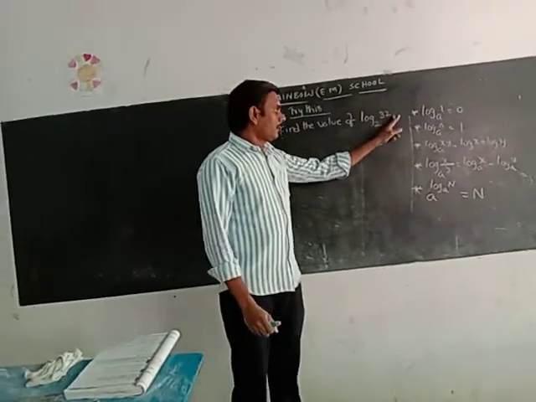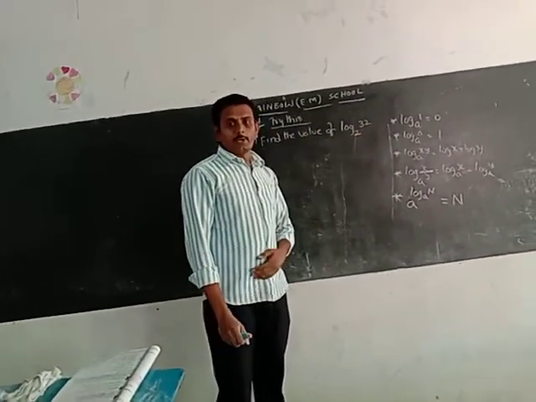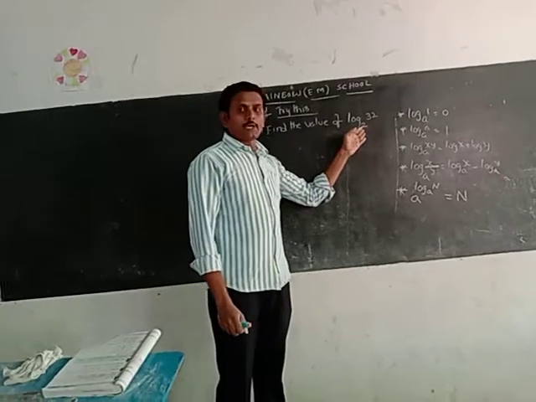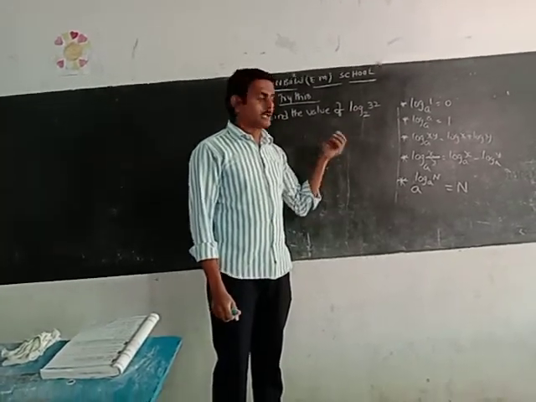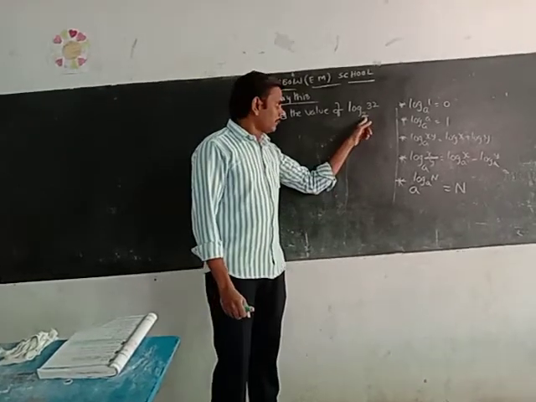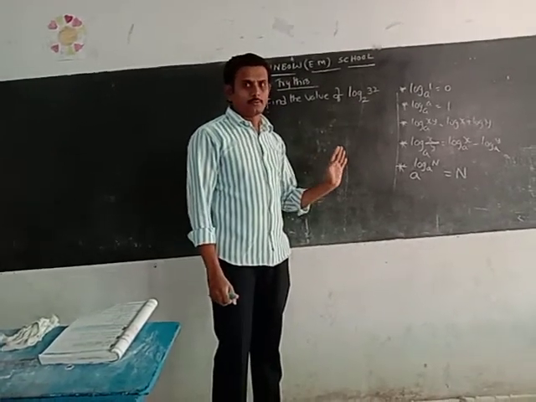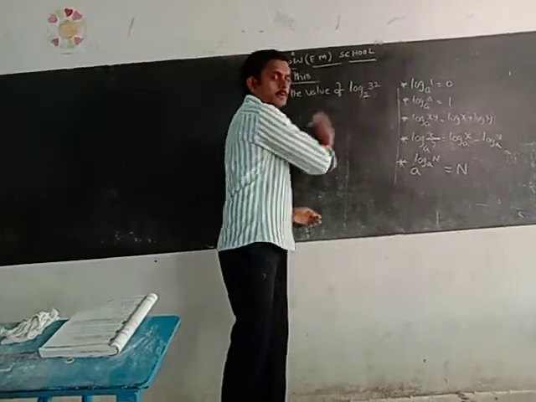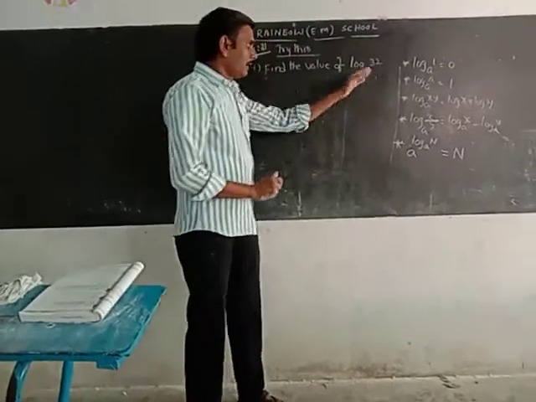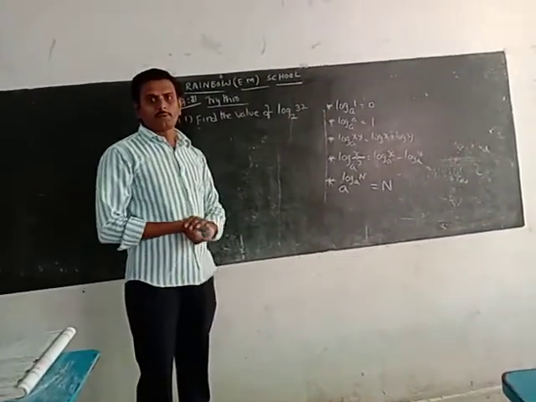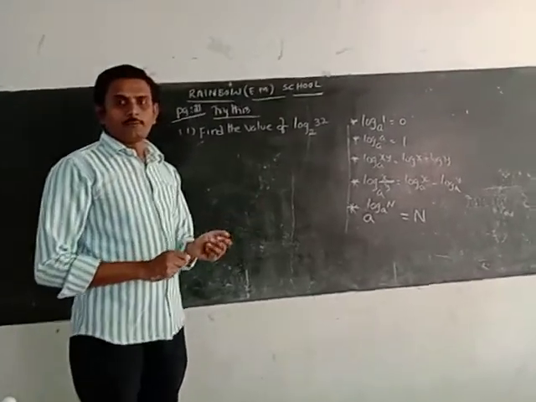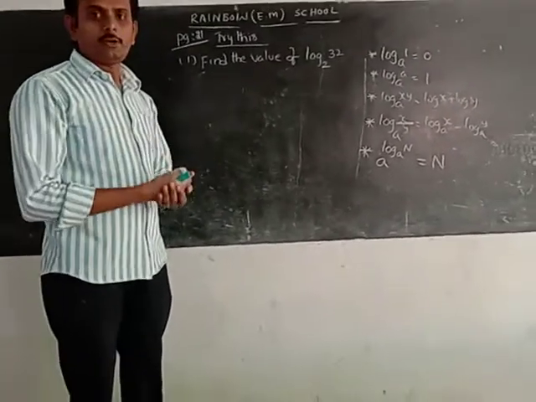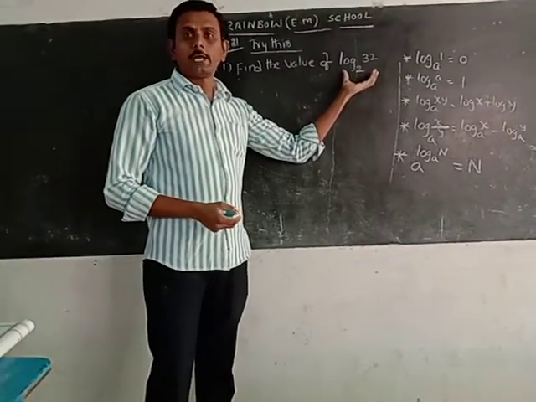Log 32 base 2. Okay, in the previous class I told you we have to take 10 here. That means if no base is given, you have to take common logarithm, base 10. If the logarithm base is given to you, that only you have to consider. No need to write 10. Now I want to find the value of this one. How can we do it? This one we can do in two models, but for convenience, I convert this one into the exponential form.